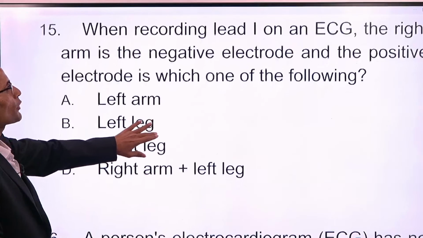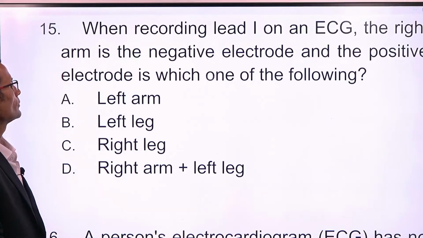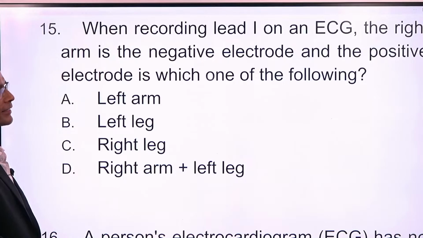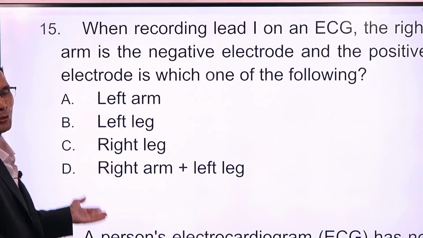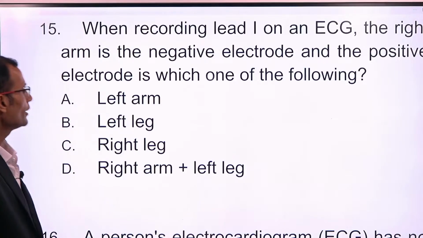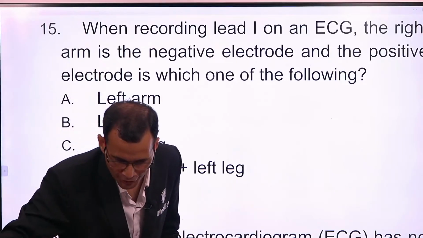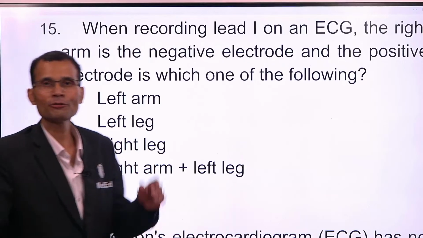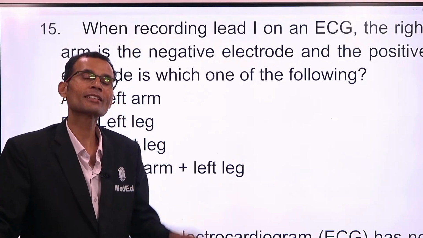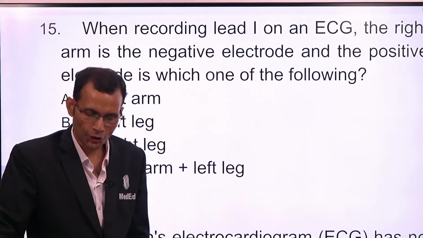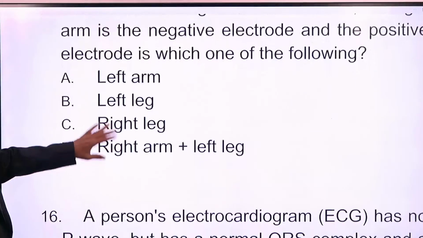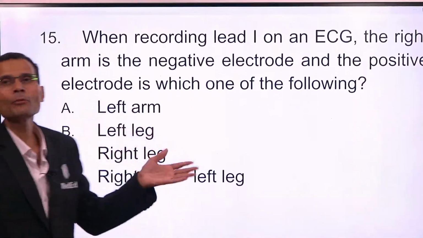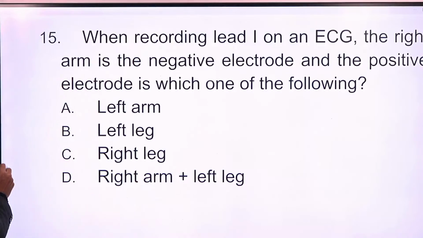Positive electrode is which one of the following? लेफ्ट आर्म, लेफ्ट लेग, राइट आर्म प्लस लेफ्ट लेग. ये तो ऑप्शन 4 तो बहुत ही गया गुजरा है. Yes, correct. Yudhishthir again, correct. Yudhishthir, you are doing well. You are not only fast in answering, but you are answering correctly also. Good, buck up. Okay, so lead 1, just for the sake of revision.